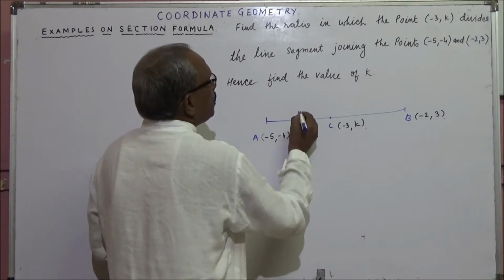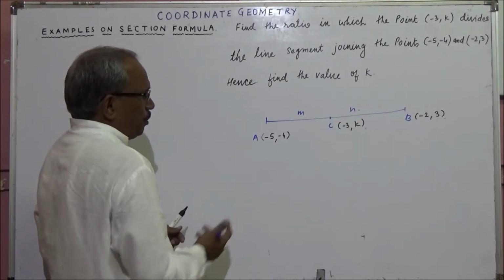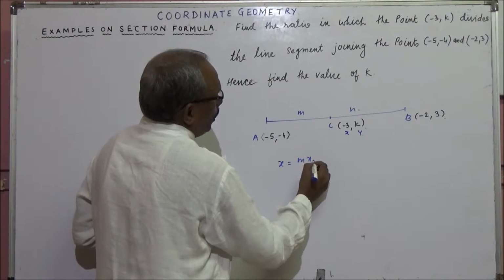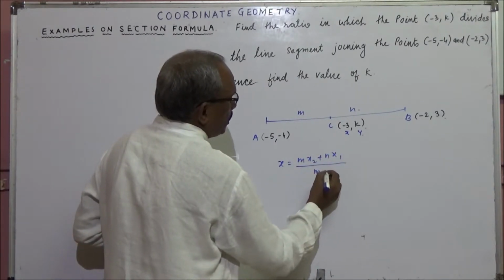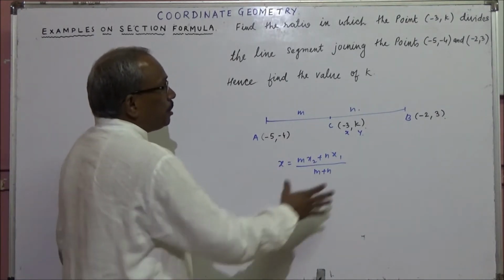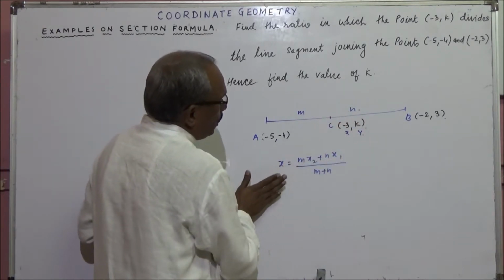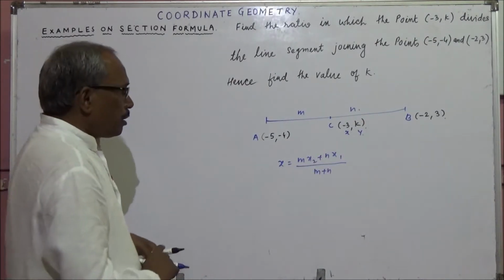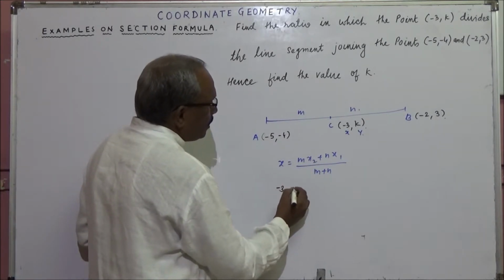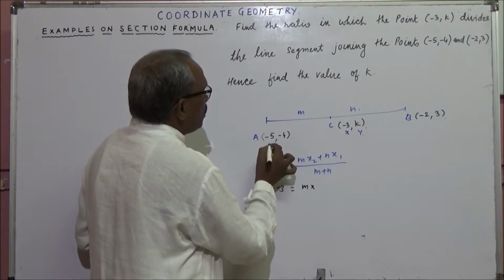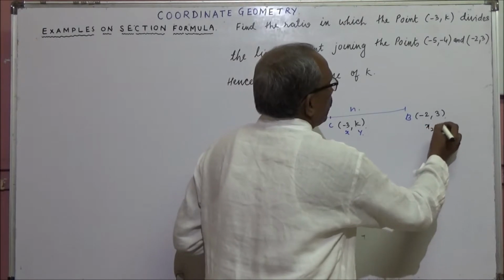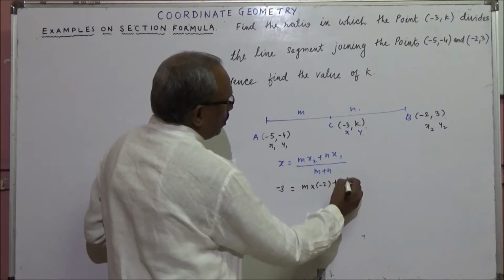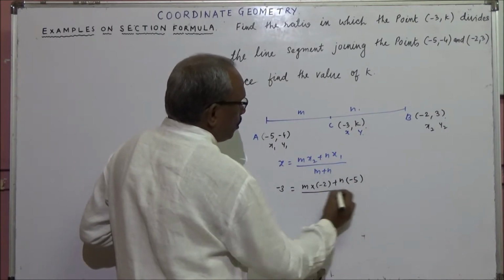So we'll take here m is to n. Okay. So suppose this is x and this is y. X is equal to mx2 plus nx1 upon m plus n. तो ये रेशो जब हम निकालते हैं तो यहाँ पर x coordinate is given, so write only x formula, of this only, x coordinate only, no need of writing y. So what is x here? It is -3 is equal to, I'll write m into, call this as x1 y1, this as x2 y2. So what is x2 here? -2, plus n, x1 is -5, upon m plus n.